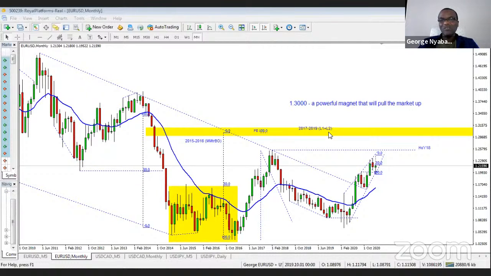Now, the height of leg 1 tends to be typically the same height as leg 2 after resumption of the trend. So in this case here, my leg 1 is this whole move. Then I look and see where the market pulled back and resumed.